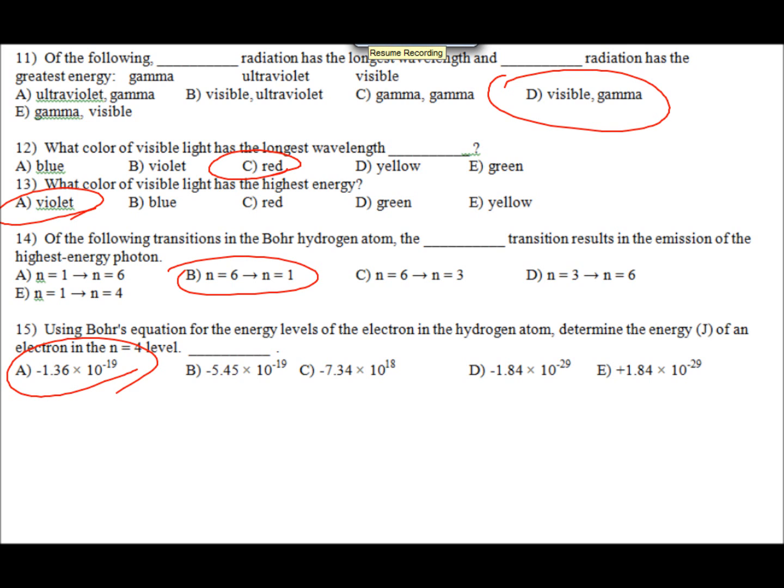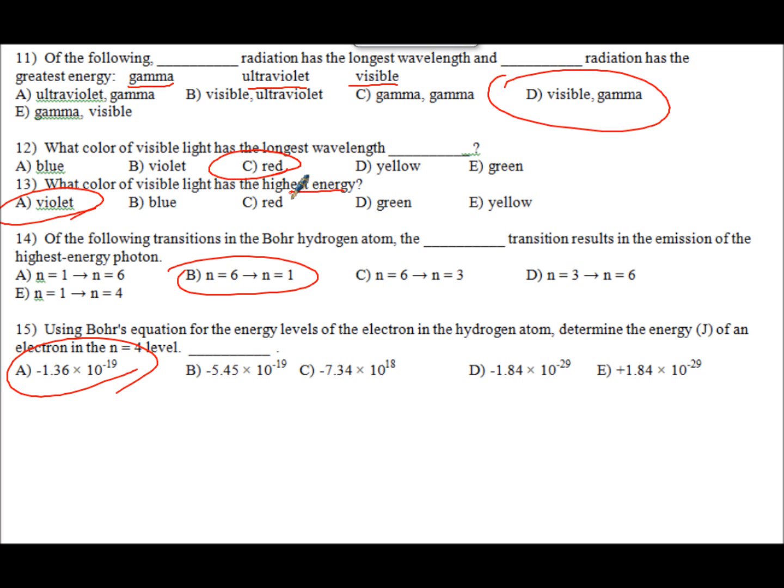So these couple are just fact-based. Of the following, visible radiation has the longest wavelength, and gamma radiation has the greatest energy. And we're just saying of these 3 choices, which of the following visible light has the longest wavelength. Red has the longest. The longer the wavelength, the lower the energy. The highest energy of visible light would be violet. So red is the weakest, violet is the highest. Red is the longest wavelength, which means the waves are far apart, therefore there's not as much energy.